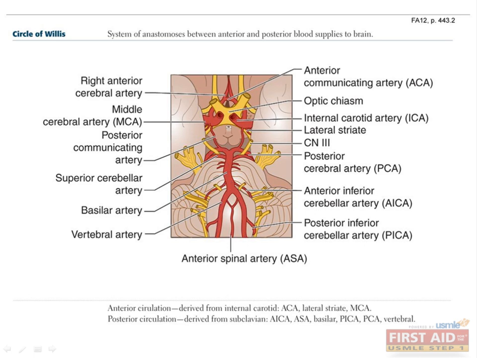Meanwhile, the ICA ascends and splits into the MCA and ACA. The posterior communicating arteries are the anastomotic vessels that connect the PCAs to the MCAs. The ACAs are connected to each other by a different anastomosis, the anterior communicating artery. In the middle of the circle of Willis is the optic chiasm. Cranial nerve 3 is also in very close proximity to the PCA. An aneurysm in these arteries can cause a third nerve palsy by virtue of mass effect.